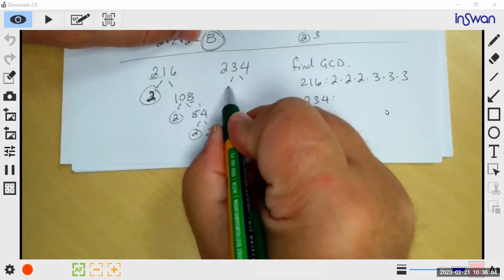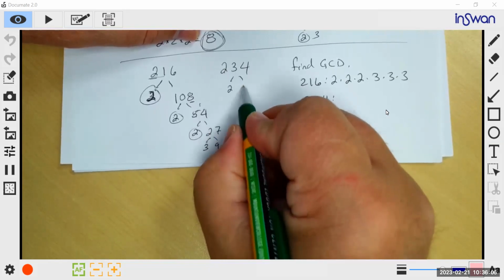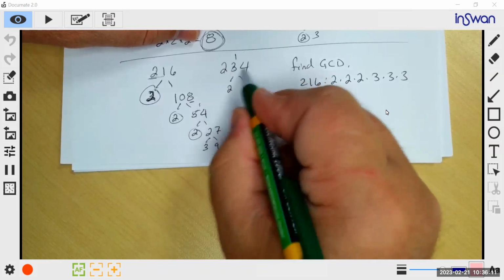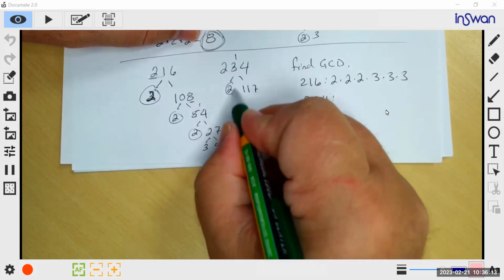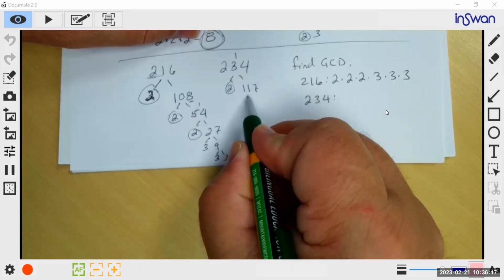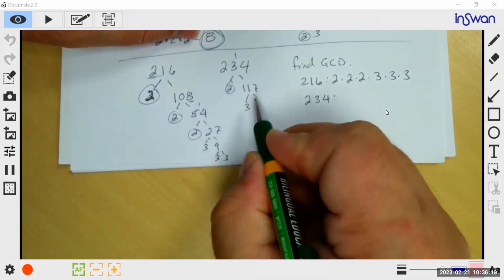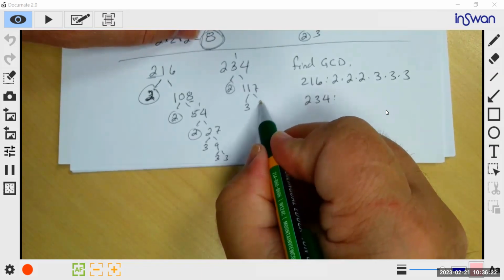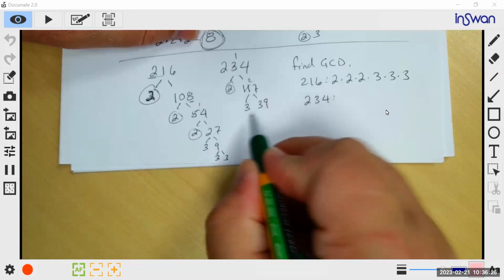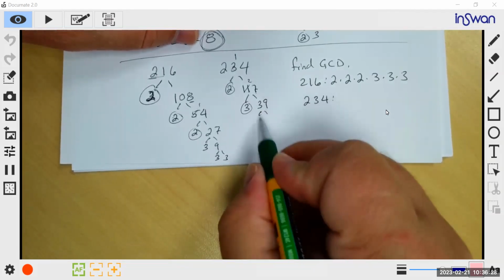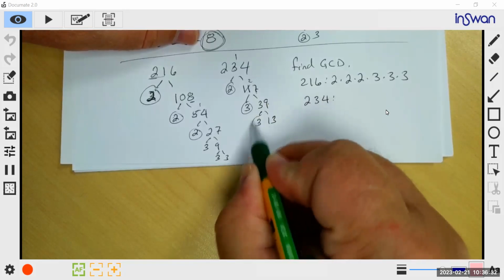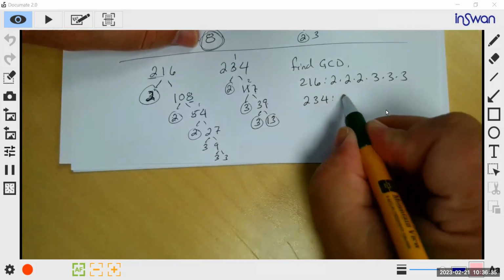Let's look at 234. 2 goes into 2 once, 2 goes into 3 once with 1 left over. 2 goes into 14 7 times. 2 doesn't go in there, but 7, 8, 9, so we know 3 goes in there. 3 goes into 11 3 times with 2 left over. 3 goes into 27 9 times. 3 goes into 3 once, 3 goes into 9 3 times, and these are prime numbers.